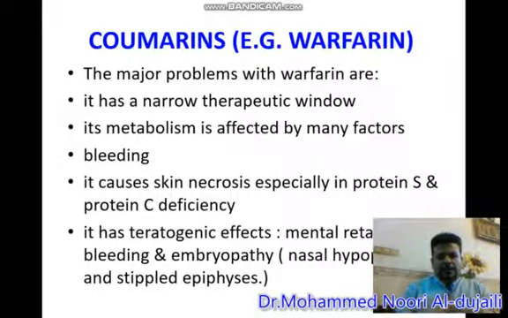Warfarin may cause many problems, as it has a low therapeutic window, so dose adjustment is very difficult and may cause underdosing or overdosing. It is affected by many factors, such as diet and drugs, and may cause bleeding and skin necrosis in patients with protein S and protein C deficiency. It may also cause teratogenic effects, including mental retardation, bleeding, and optic atrophy.